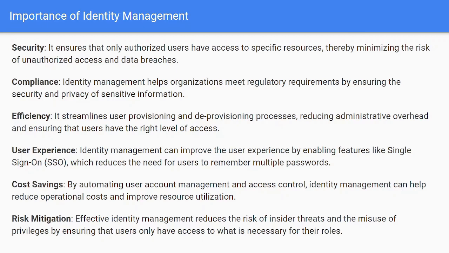Then cost savings. By automating user account management and access control, identity management can help reduce operational costs and improve resource utilization. So it helps with cost savings as well. When you automate the user account management and access control process, it helps you reduce operational cost. And also, in the long run, it improves the security of the organization, which in turn reduces the cost of having to sort out all these cyber attacks and problems that occur.